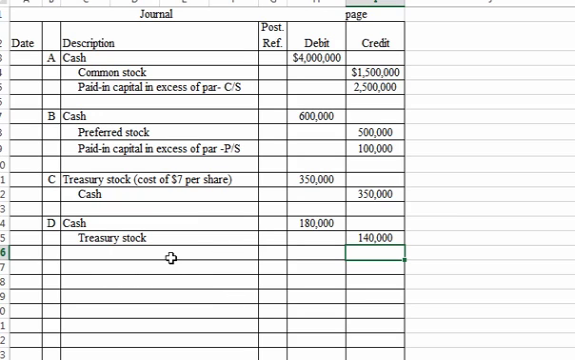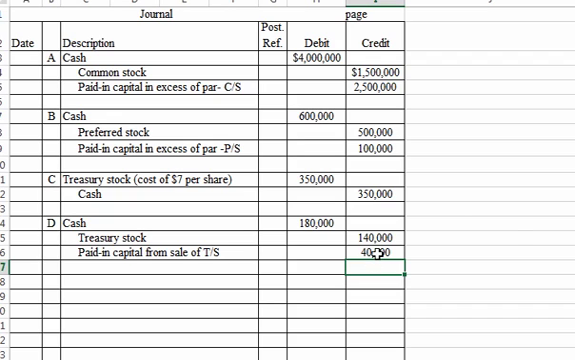The other account to credit is a stockholders' equity account, another paid-in capital account. This is called paid-in capital from sale of treasury stock. And it's for the difference here, 40,000.